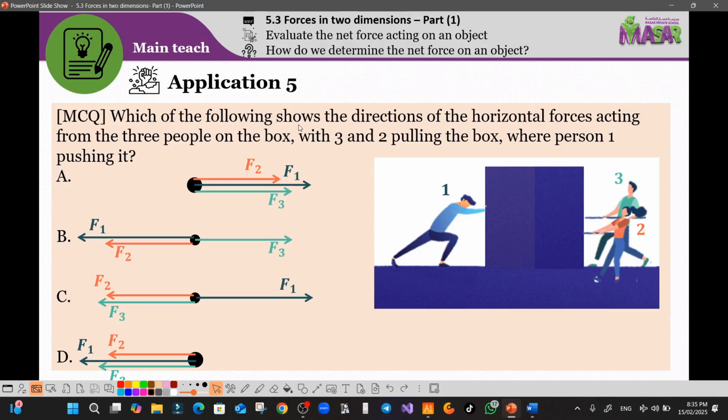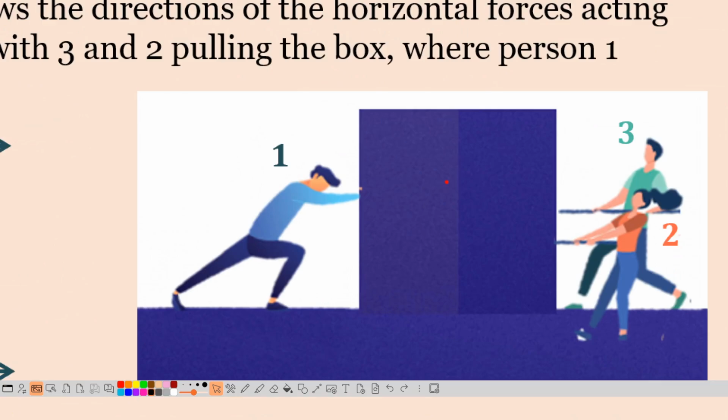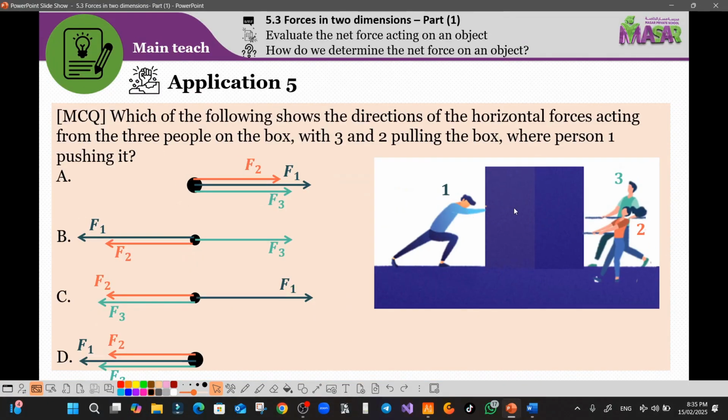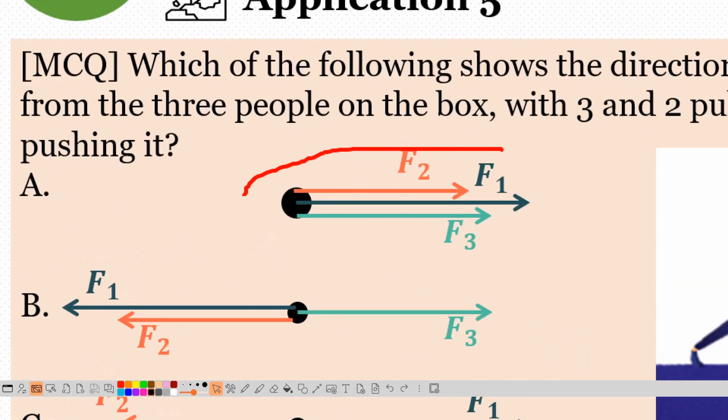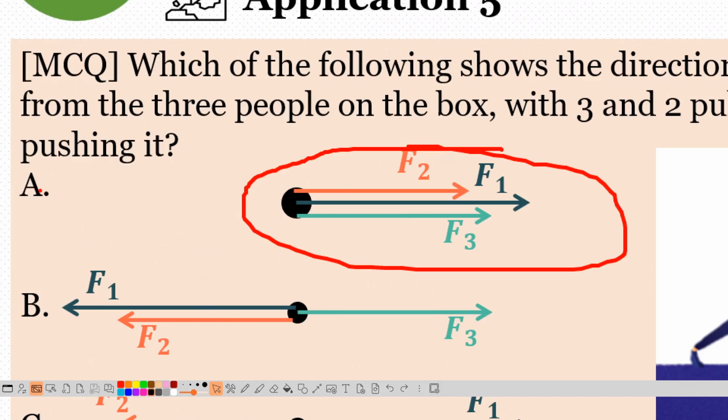Which of the following shows the directions of the horizontal forces acting from the 3 people on the box, with 3 and 2 pulling the box where person 1 is pushing it? We can notice here from the picture that all the forces provided by the 3 persons are directed to the right. This one is pushing to the right, and the 2 students here are pulling to the right. So the 3 forces must be directed to the right, and actually option 1 shows that correctly. So A is correct.